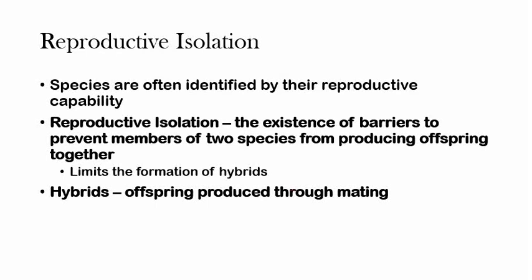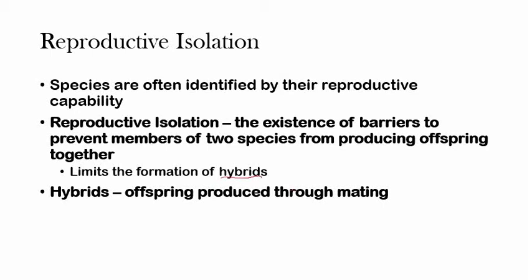So in the previous video we learned that, at least for AP Biology, we define a species as members of a population that can mate with each other and produce viable offspring. So reproductive isolation is the existence of barriers to prevent members of two species from producing offspring together. So it's basically what is separating one species from another. Okay, so reproductive isolation limits the formation of hybrids. This is an important term here.